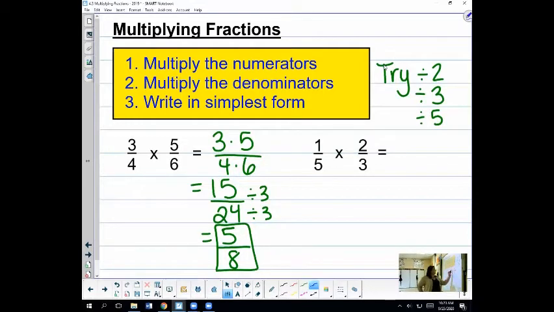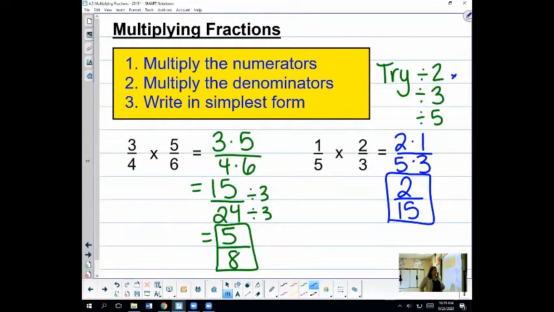All right, next one. Same thing again. I'm going to multiply the tops, 1/5 times 2/3. Multiply the bottoms, 5 times 3. So 2 times 1 is 2 over 15. Both of them are not even, so I cannot divide by 2. And that's really it. This is already simplified.